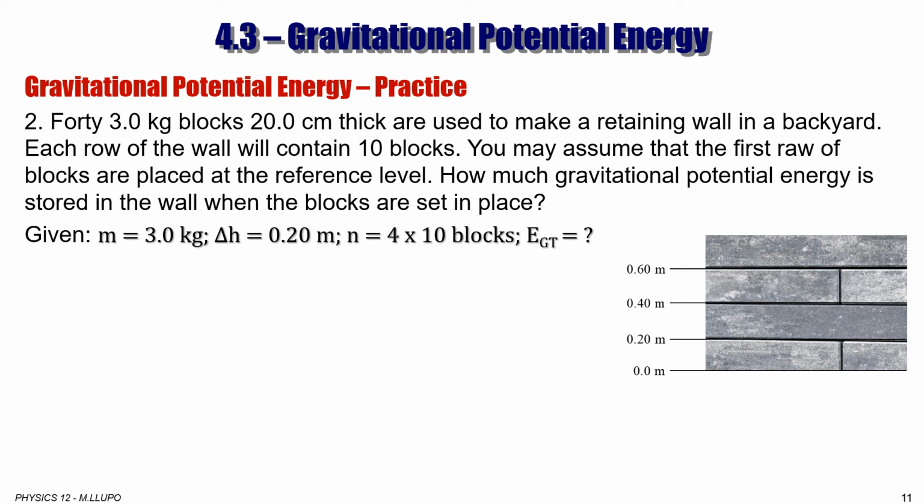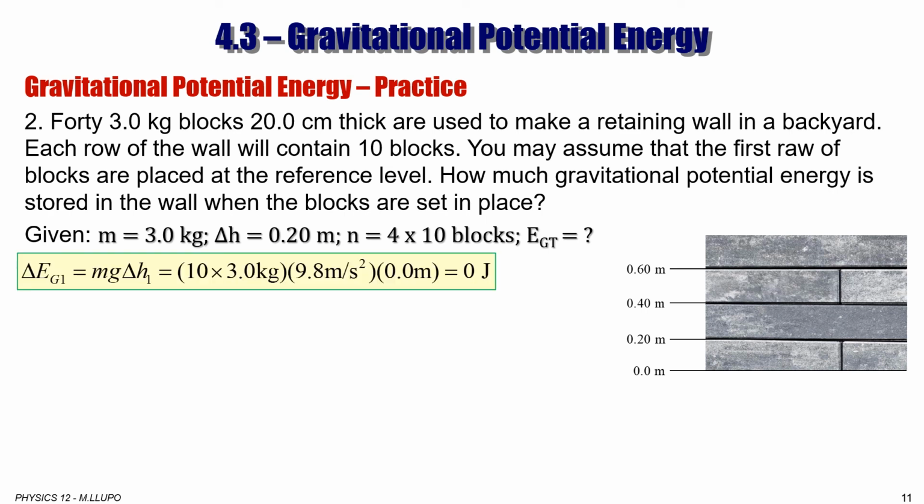So what we have here is each block is 3 kilogram. The height is 0.20 meter. The number of blocks is 4 times 10, which is 40 blocks. So they are set in 4 rows. And the total gravitational potential energy is required. Let's start one row at a time.